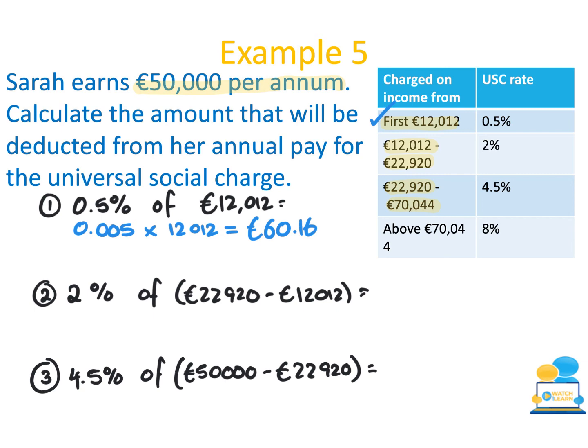So that's the first band complete. Next, moving on to the second step, my second band, she has to pay 2% of the money in between this band. So first I need to figure out how much money is in this band. So I need to do 22,920 minus 12,012. And that gives me €10,908. So I need to find out what is 2%.